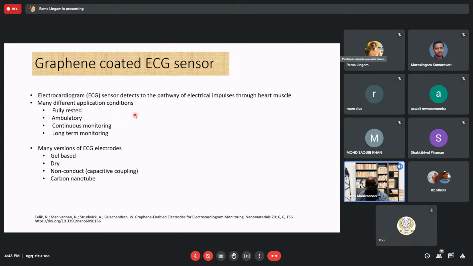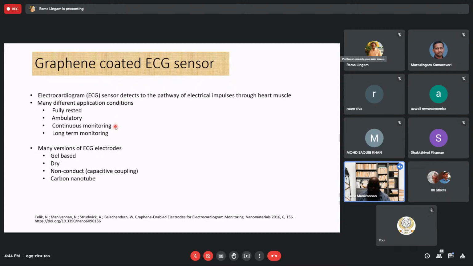So in a hospital, you are fully at rest. They make you sit or lie down firmly, because they don't want you to move around, so they can get the best signals. But ambulatory: if you are in an ambulance, they probably have a better sensor, so that they can measure your heartbeat or heart activity in a moving vehicle. And continuous monitoring is becoming more and more popular now, because there are so many instances where a patient needs to be monitored continuously.